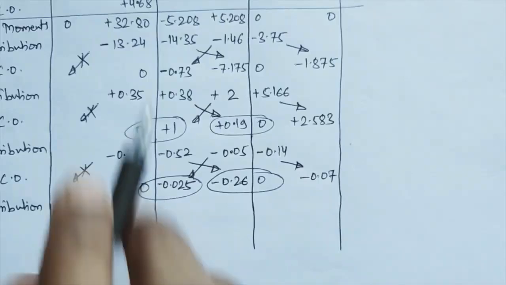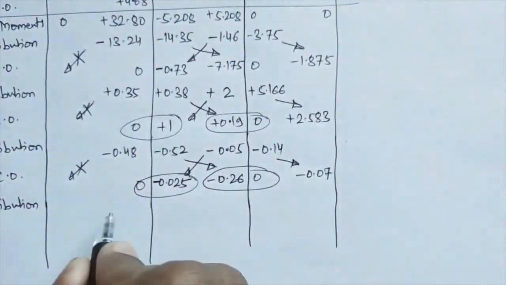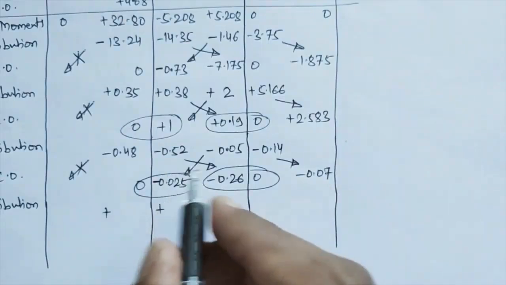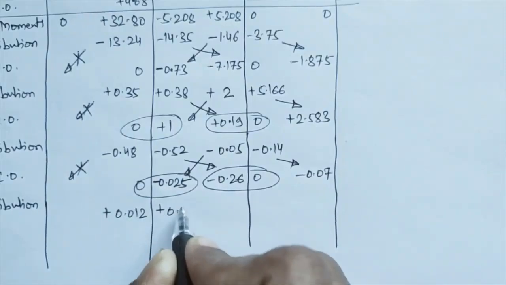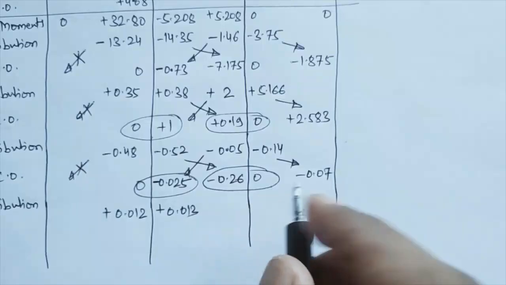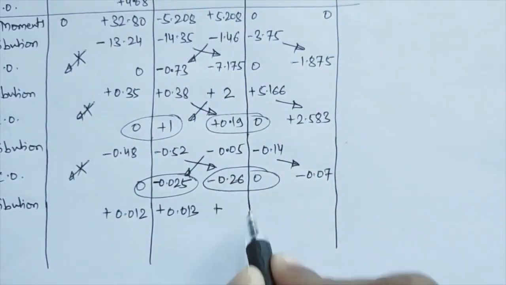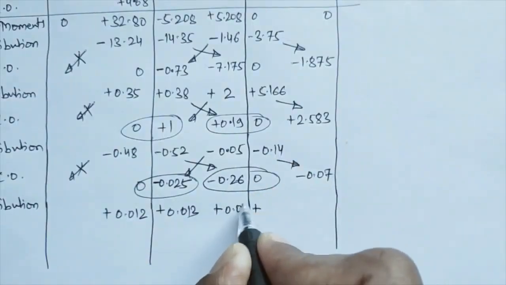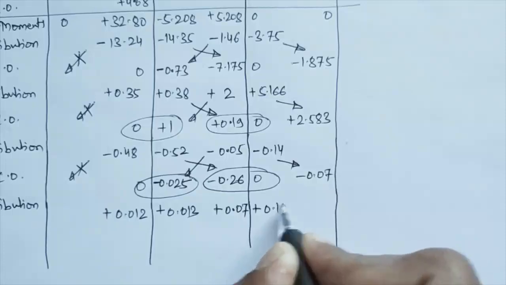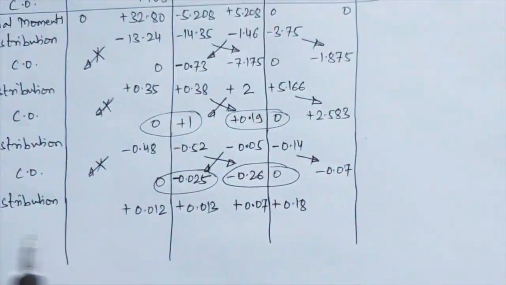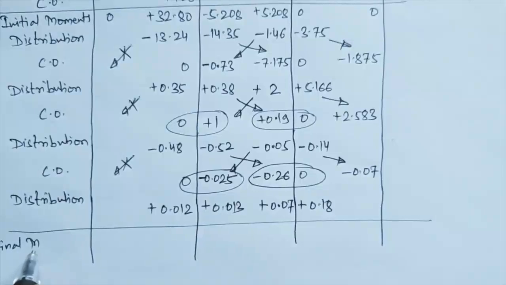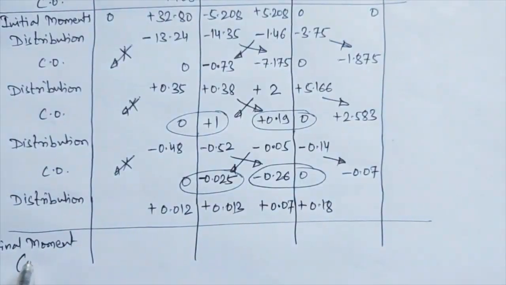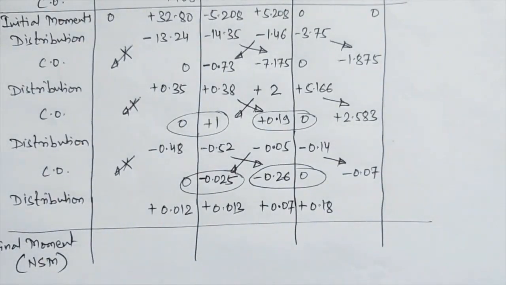Okay, so 0.025 into your distribution factors 0.48 and 0.52 over there. Now this summation is negative over there, so distribution will come again positive. So 0.025 into 0.48, I get this as 0.012, and this I get as 0.013 over there. Same way distribution of minus 0.26 will be again positive, so this will come 0.07, and this comes equal to 0.18 over there. Now here you can stop the table over there. So whatever values I get here will be your final moments over there, but we will call those moments your NSM, that is nothing but non-sway moments over there.